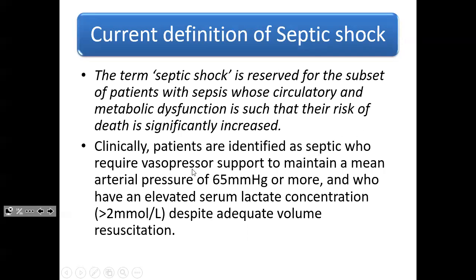They require vasopressor support, things like dopamine or epinephrine, to maintain a mean arterial pressure of 65 millimeters of mercury or more, and who have an elevated serum lactate concentration of more than 2 millimoles, despite adequate volume resuscitation. So if they fulfill these criteria, they are on inotropic support and their lactate levels are high, then these two criteria would indicate that the patient is now in septic shock. They have sepsis, plus now they are in septic shock.